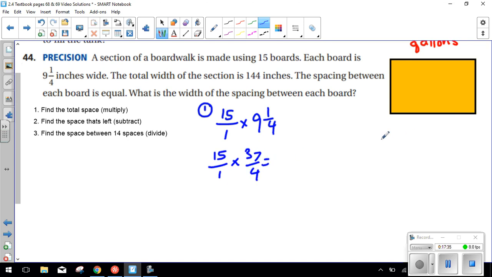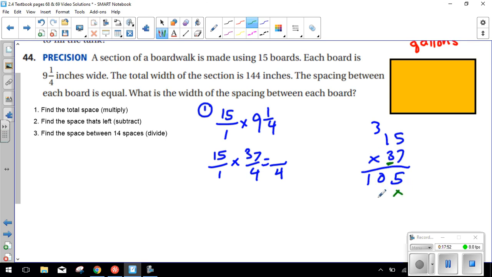So you're going to take 15 and 37, because they're the numerators, and multiply them. The denominator is easy, it's 4. 7 times 5 is 35. 7 times 1 is 7, and 3 is 10. Now we're done with the 7. We start with the 3.